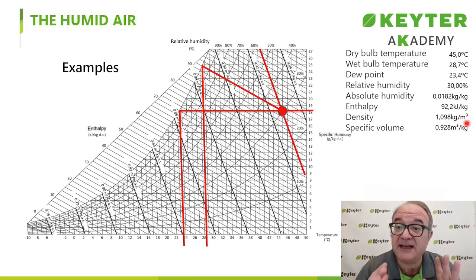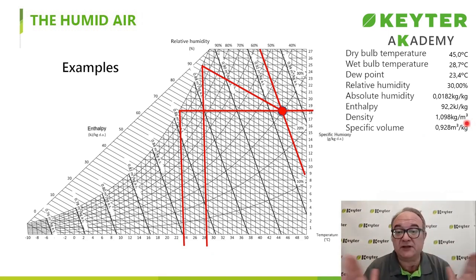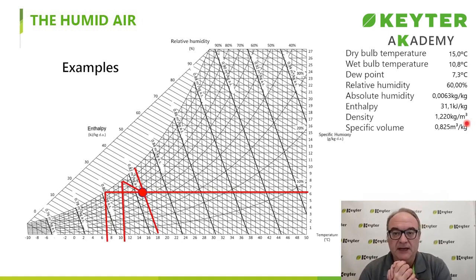The density of air varies depending on its temperature and humidity. If we change the temperature, the density varies, obviously. If we add or remove water, weight varies. In the end, density is that, okay? Variations. Another example would be air with 15 degrees dry bulb temperature and 60% relative humidity. By performing the calculations, we will obtain the following values.